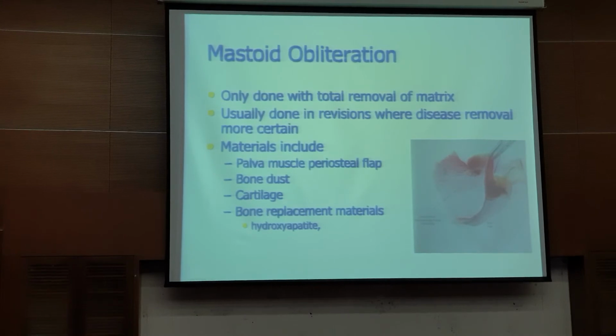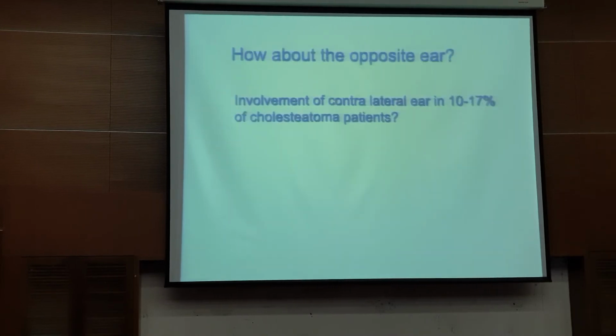So you can use bone dust, you can use hydroxyapatite. What happens if let's say you are not sure whether you have left cholesteatoma? Can you do mastoid obliteration? Okay, so mastoid obliteration, only if you are sure that you removed all the disease, otherwise it will be hidden inside the material that you use to obliterate the mastoid cavity.